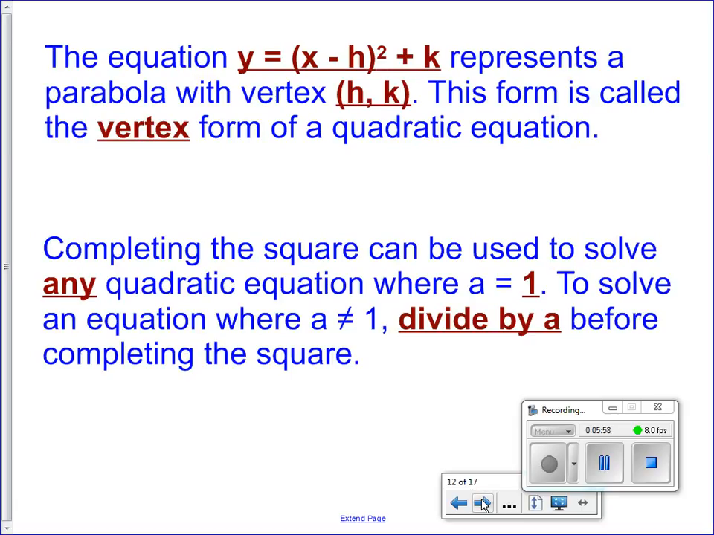Completing the square can be used to solve any quadratic equation where a is equal to 1. To solve any equation where a is not equal to 1, then you have to divide all of the terms by a before you can complete the square.